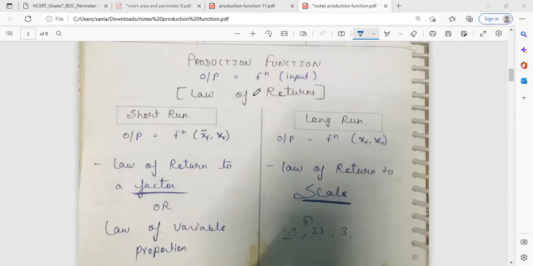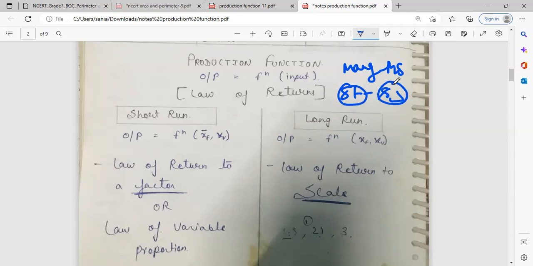Returns is basically whatever you get. See, for example, let's just say you are making a shake. If you put mango, you will get a mango shake. If you put strawberry, you will get a strawberry shake, right? Whatever you are putting, you will get a return, right? So the law of return can be of two types. It can be in the short run and in the long run. Short run you already know, like short period, and long is a long one.